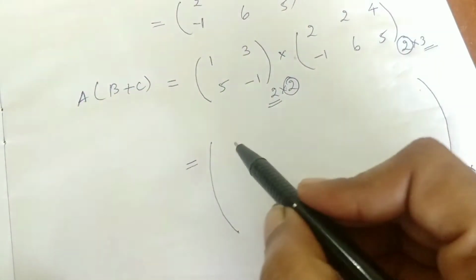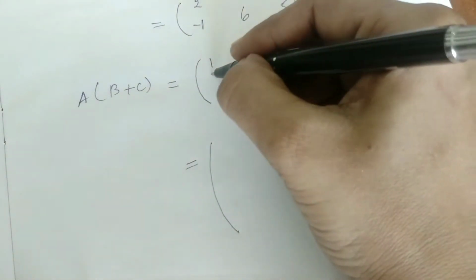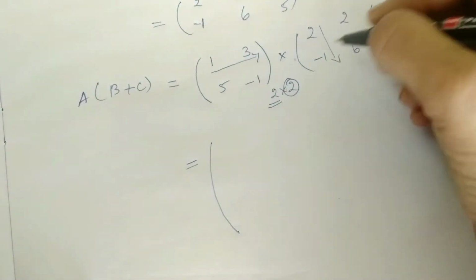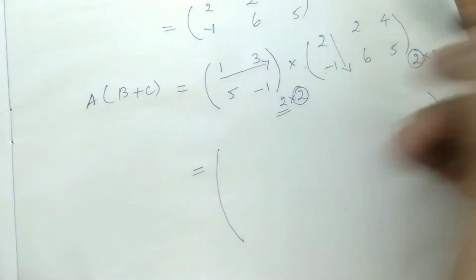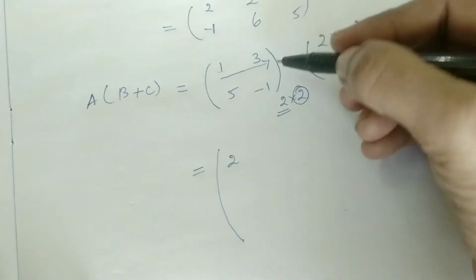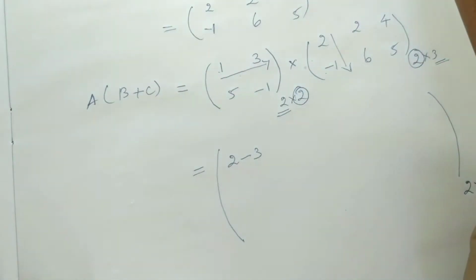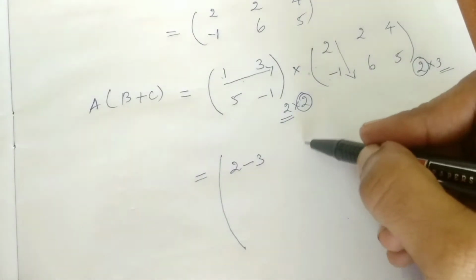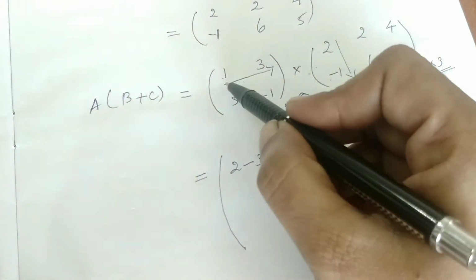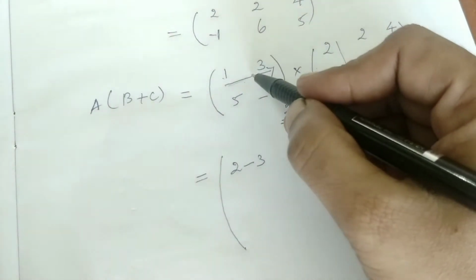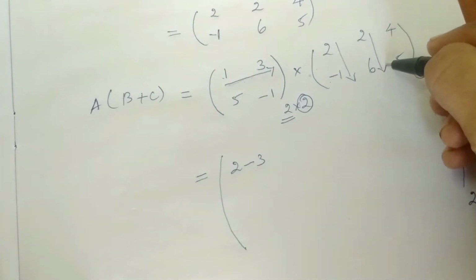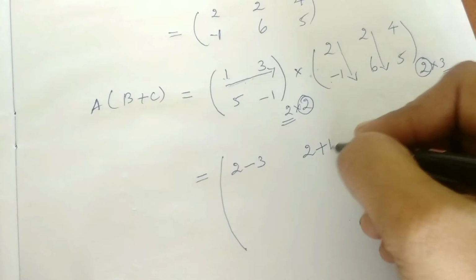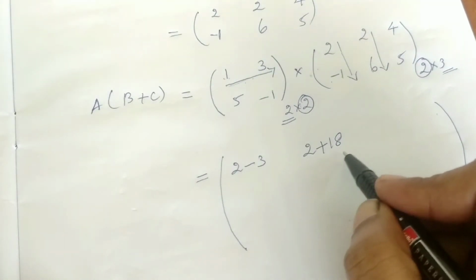Okay. So our first entry. How will you find out the first entry? Take your first row in the first matrix and first column in the second matrix. Multiply those two. So 1 into 2, 2. 3 into minus 1, minus 3. That's all. This is our first entry of the product matrix. And then how will you find out the second entry? Take again first row, multiply this first row by second column. So 1 into 2, 2. 6 3s are 18, so plus 18. So this is our second entry of the product matrix.